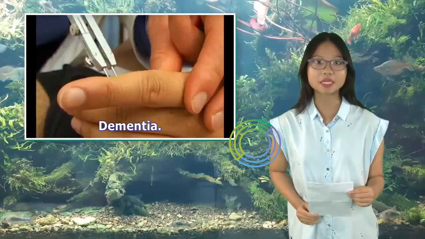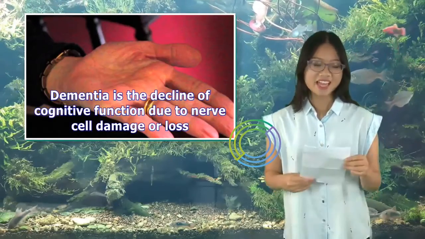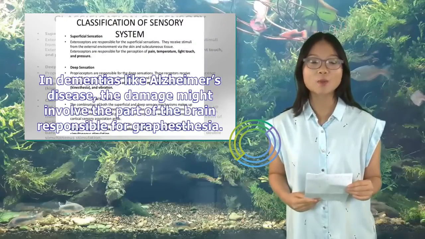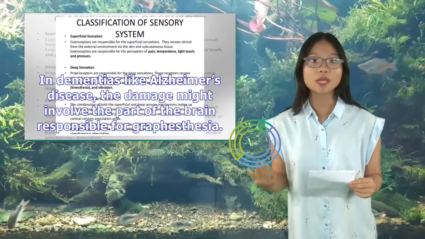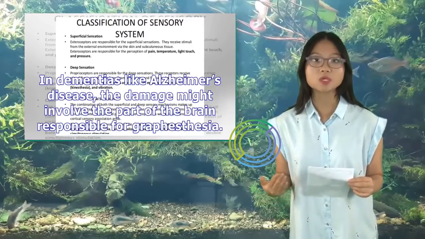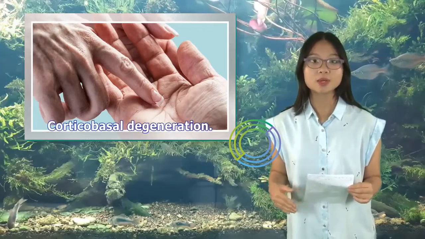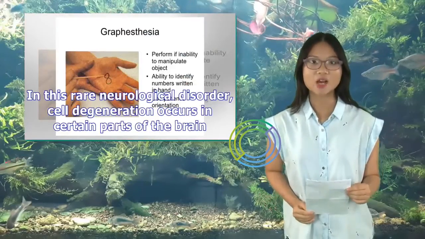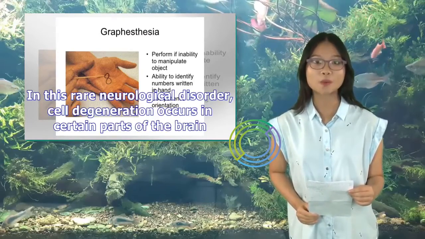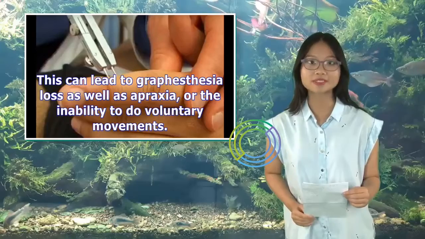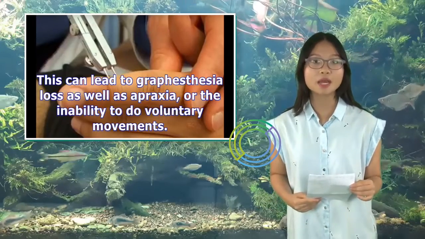Dementia. Dementia is the decline of cognitive function due to nerve cell damage or loss. In dementias like Alzheimer's disease, the damage might involve the part of the brain responsible for graphesthesia. Corticobasal degeneration. In this rare neurological disorder, cell degeneration occurs in certain parts of the brain. This can lead to graphesthesia loss as well as apraxia, or the inability to do voluntary movements.